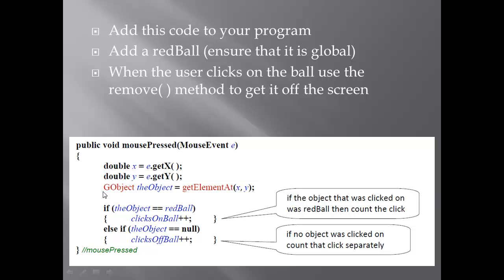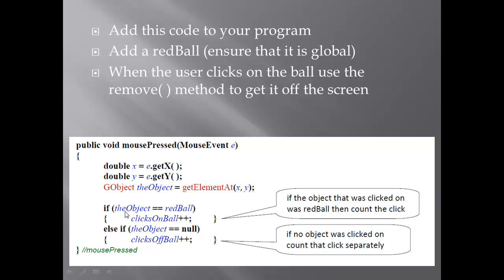We can add this line, GObject, and then create a variable name. You can call that anything you want there, equals getElementAt(x, y). So it's going to return what we have. It's going to tell us what element, what object is at the x, y location that we clicked. Now down here under the else part, if we click on nothing, it's going to be null. Null meaning there's an empty value, nothing. So if we click and don't click on any objects, it's set to null.